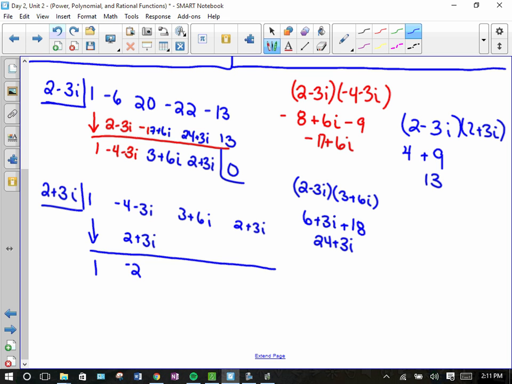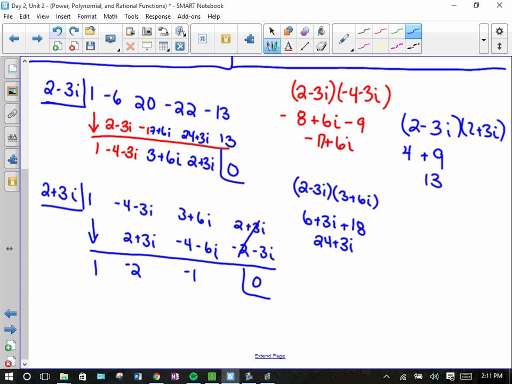2 plus 3i times negative 2. So 2 times negative 2, that's going to be negative 4. 3i times negative 2, that's going to be negative 6i. 3 plus negative 4 is going to be negative 1. 6i plus negative 6i is going to be 0. Then 2 times negative 1 is negative 2. 3i times negative 1 is negative 3i. That cancels out. 0. The i is gone.